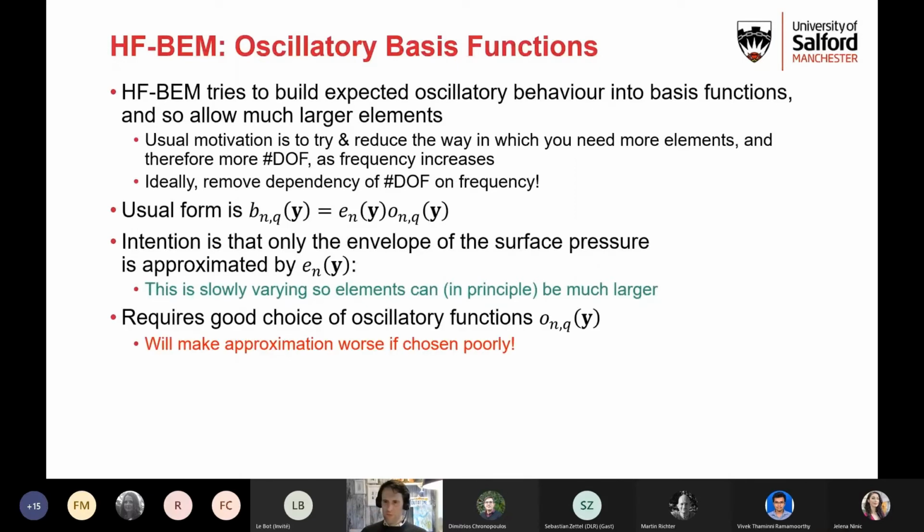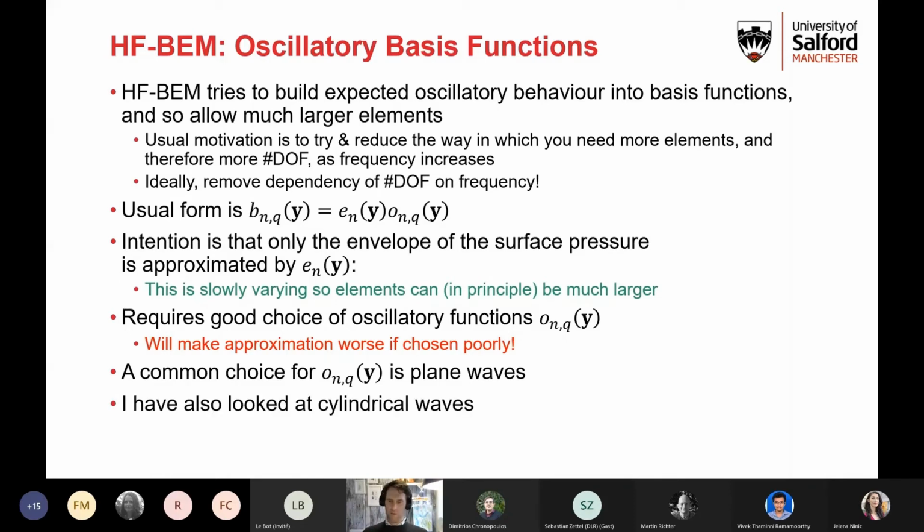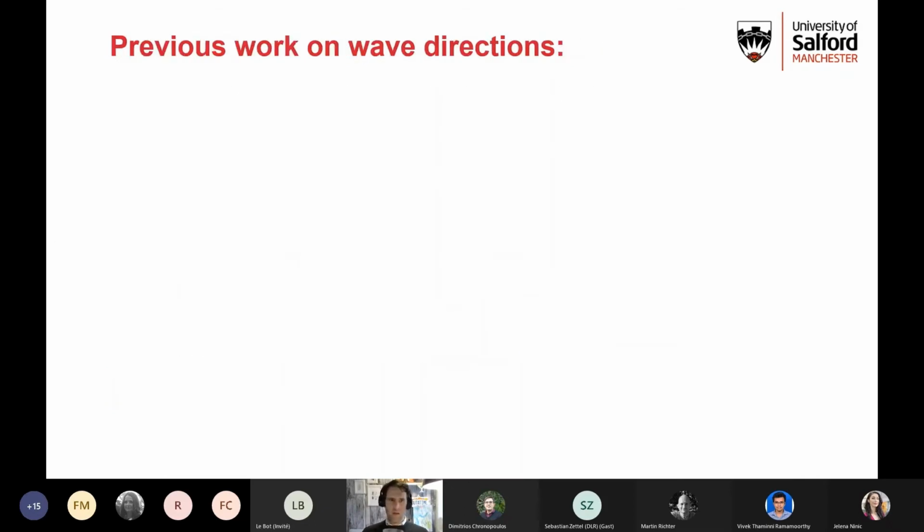However, this requires a good choice of the oscillatory function. So choosing these oscillatory functions is very important. It'll actually make the approximation worse if you choose them badly. And a common choice is plane waves, in which case we naturally end up talking about wave directions, like I had in my geometrical animations a minute ago. I've also looked at cylindrical waves as well. So as a bit of a quick aside, some previous work in the literature on choosing wave directions.